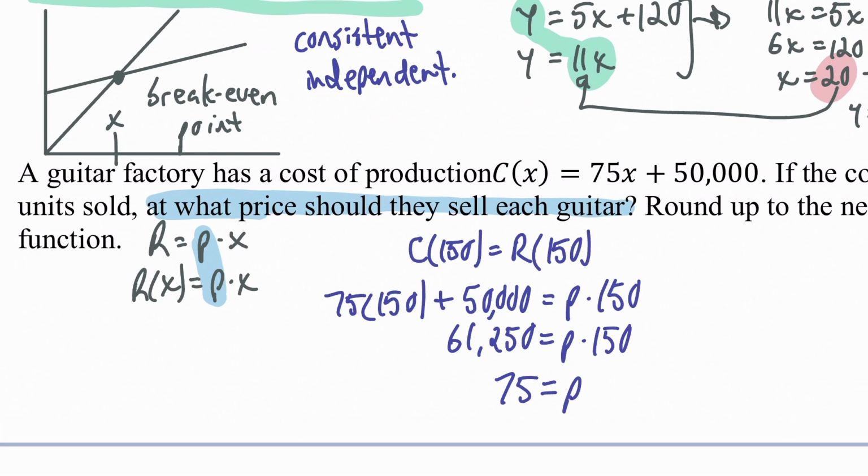So 75 times 150, right? That's 11,250 plus 50,000, 61,250, and then divide by 150. Ah, yeah, it's not 75. I typed something in wrong.